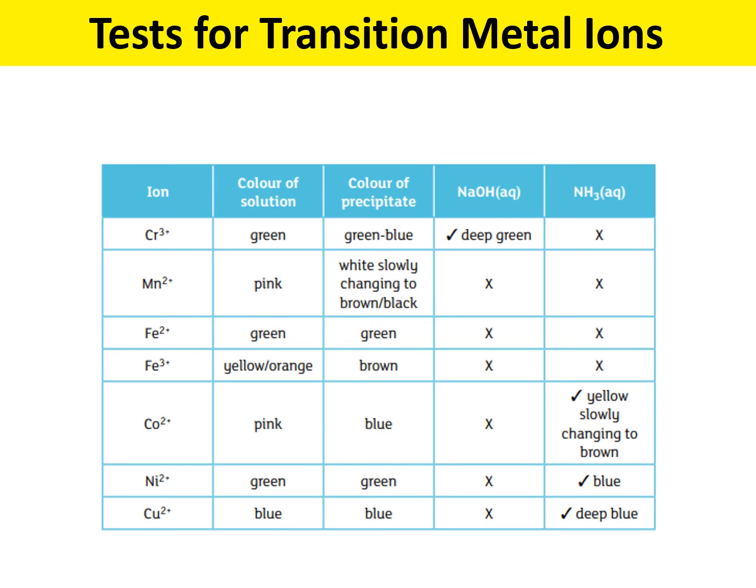However, they are all not the same. So if you have a look at the table, you can see here that with adding ammonia to cobalt, nickel and copper, you get slightly different observations than when you add sodium hydroxide. That would also be the same for chromium ions with sodium hydroxide and ammonia.